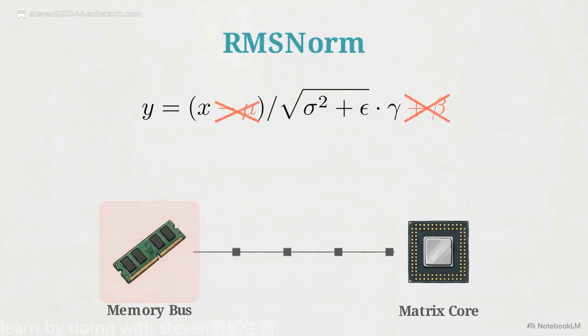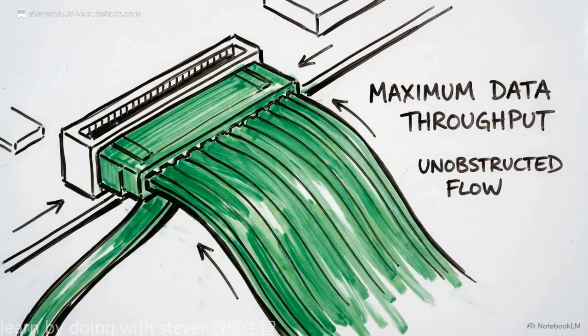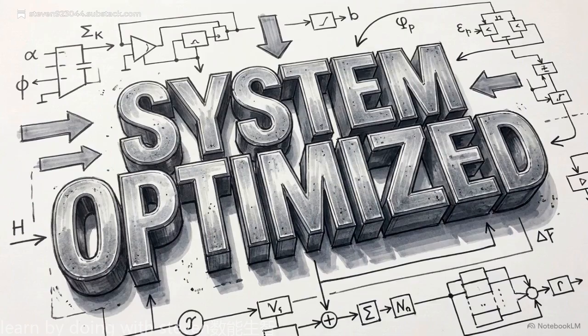The modern consensus solution is RMS norm. As you can see in the equation, we physically delete the mean subtraction and the bias addition. We only keep the root mean square scaling. Stripping out those biases removes the memory bottleneck entirely. Empirical testing consistently shows that dropping these terms causes zero measurable loss in the model's expressive power. It is a massive, free hardware optimization.